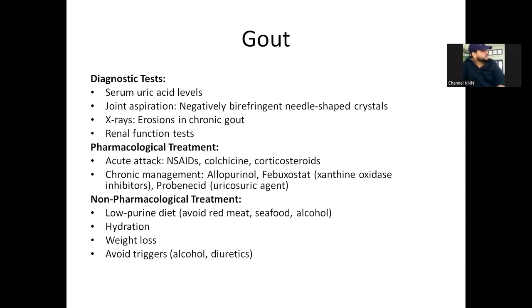Non-pharmacological treatment mainly involves a low purine diet. Low purine diet means you should not take red meat, seafood, and alcohol. Hydration is highly necessary in gout, and weight loss should also be there. Avoid triggers like alcohol and diuretics. You should not take alcohol and diuretics, to avoid gout.